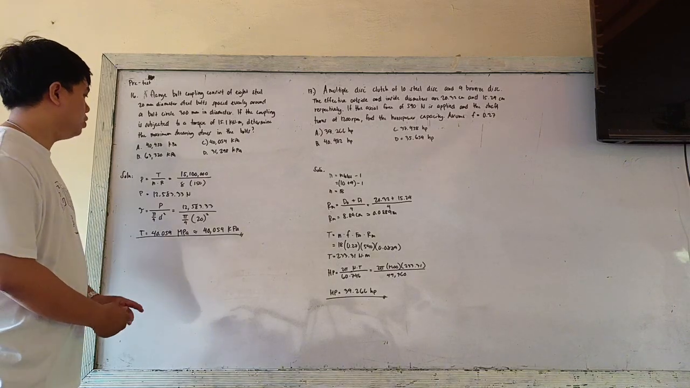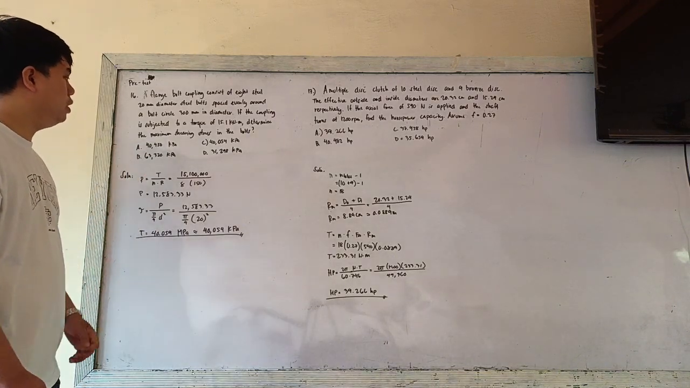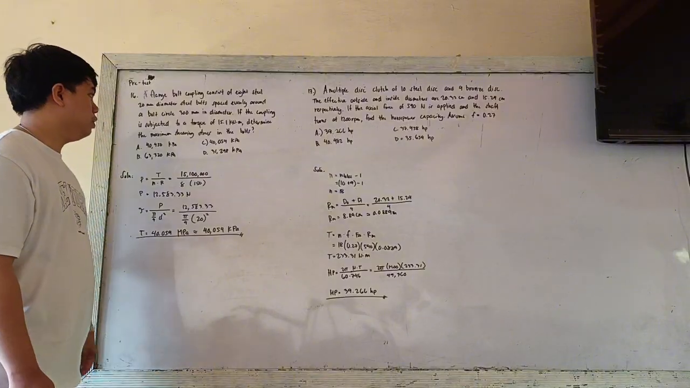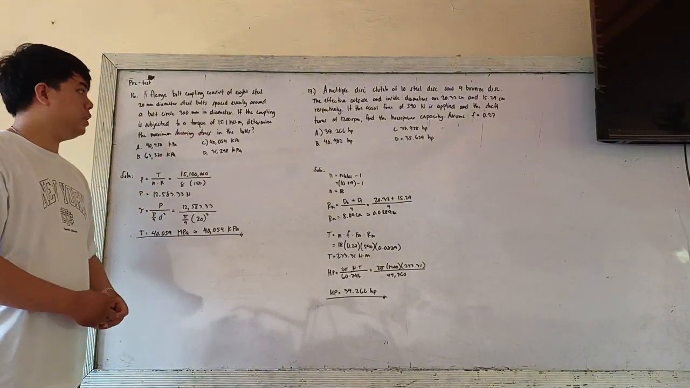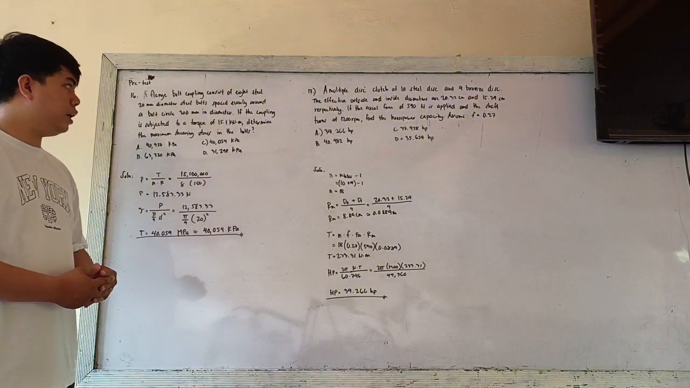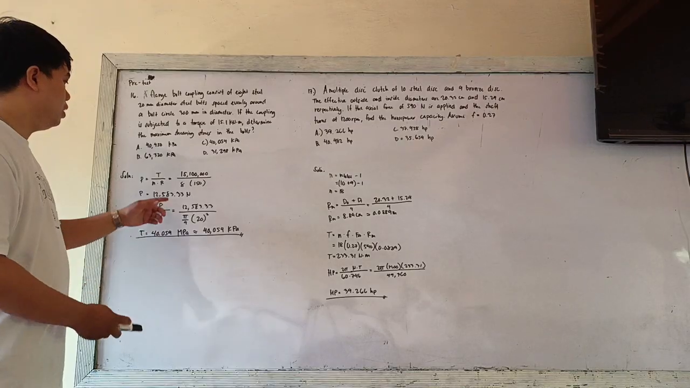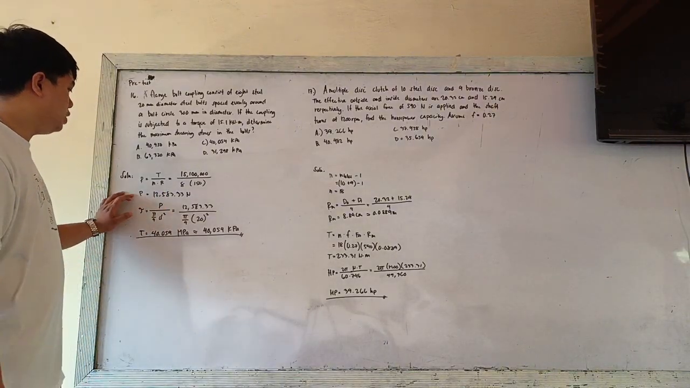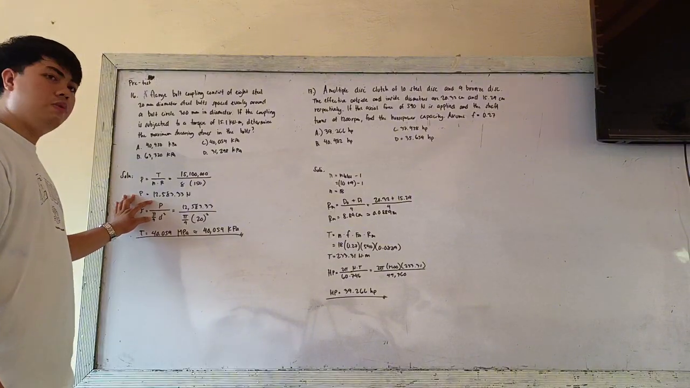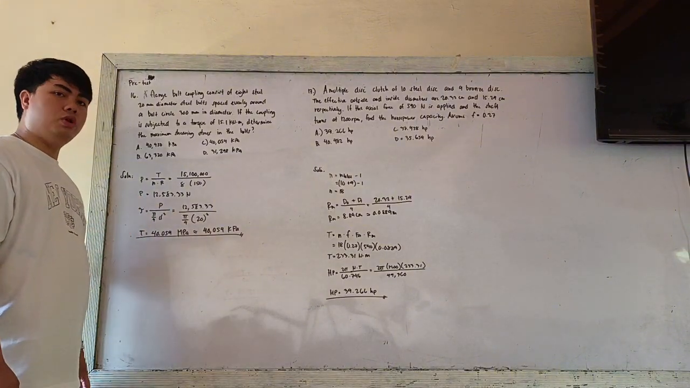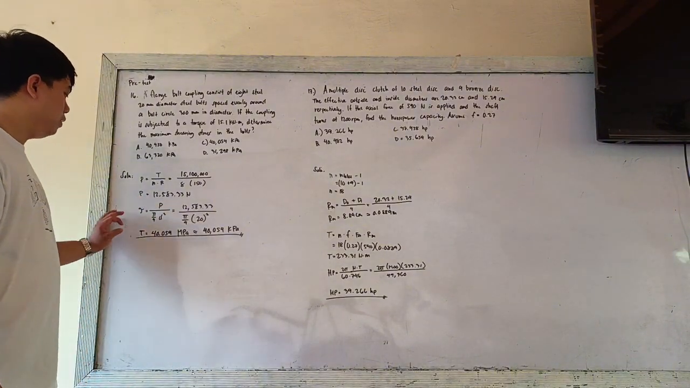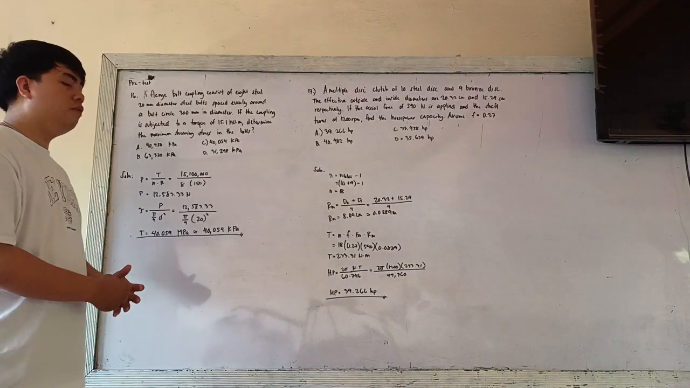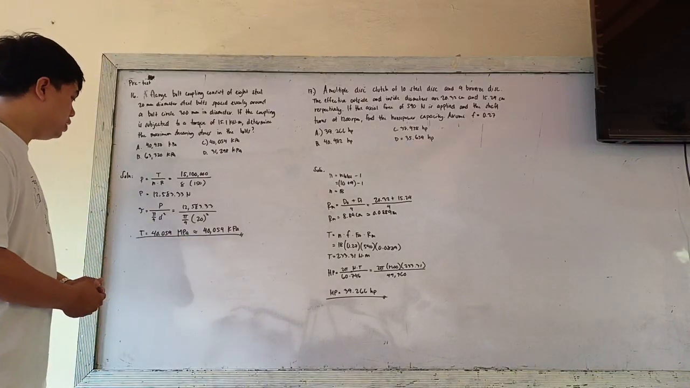So the value is 15,100,000 N·mm, or 15.1 kN·m, divided by 8 times 150. So we have P is equal to 12,583.33 Newton.